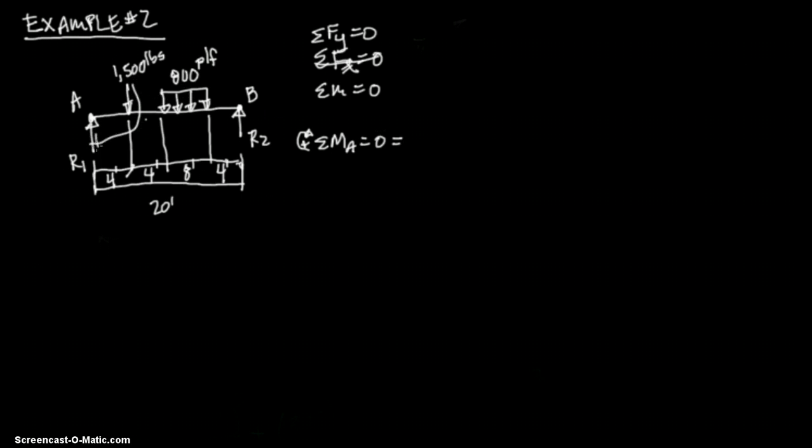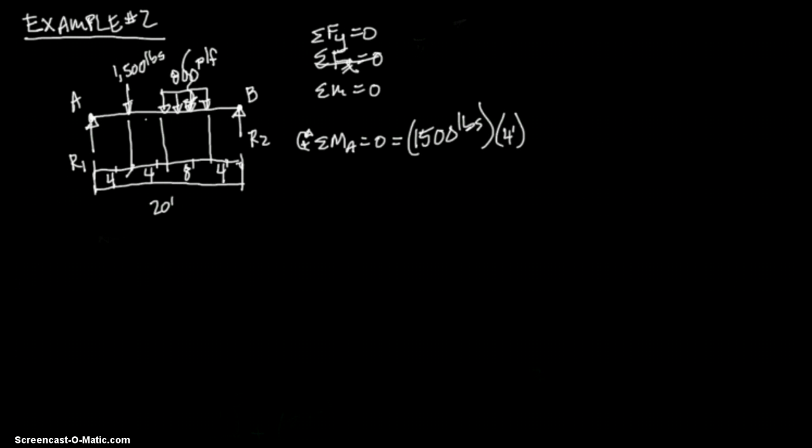1500, that's going to do a moment that way, which is a positive moment, so I'm just going to do 1500 pounds times 4 foot. And then we're going to go ahead and do equivalent load here, and that's 800 pounds per linear foot. That's what PLF stands for. 800 PLF times 8 foot is, let me get my calculator out, 6,400. 800 times 8 is 6,400.